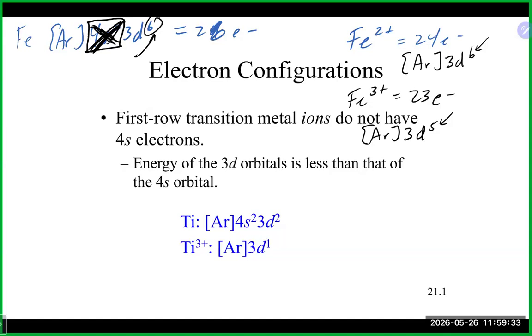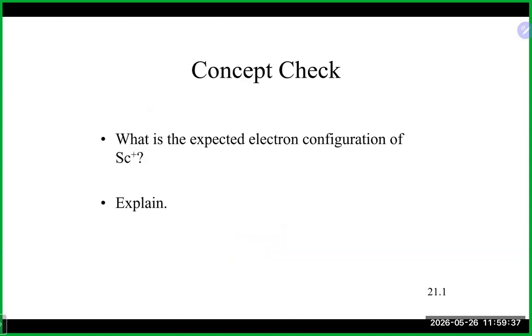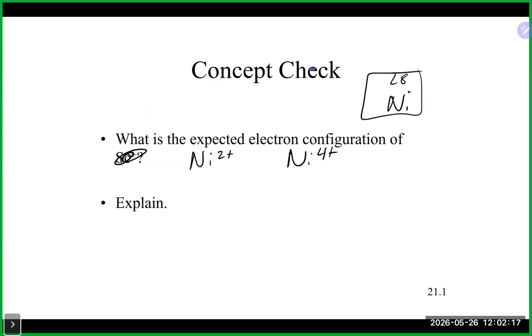Question. Let's try nickel 2+ and nickel 4+. Right, the electron configuration. Nickel is 28 on the periodic table. Okay, let's take a look. So we'll start with just nickel by itself, which gives us argon 4s2 3d8.